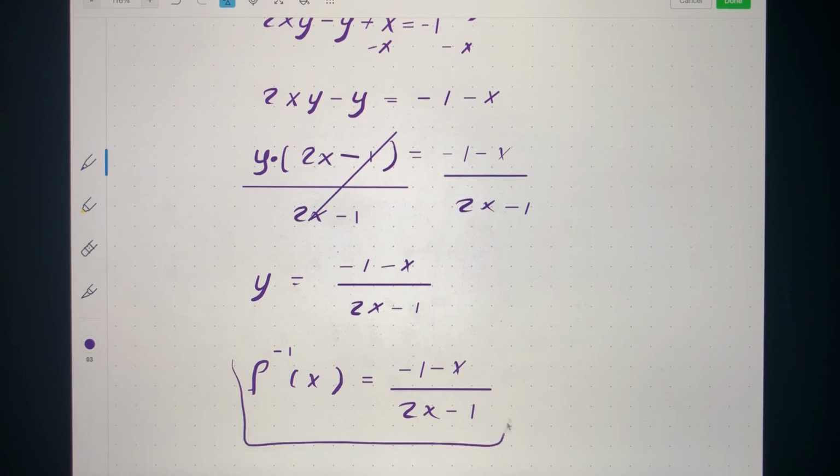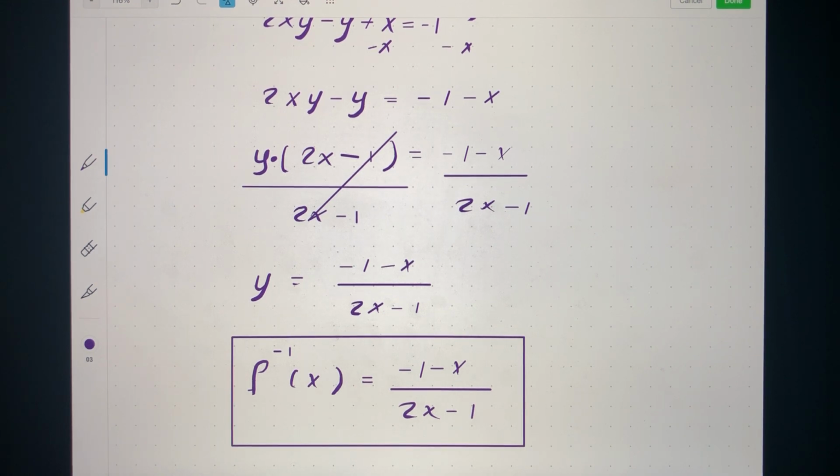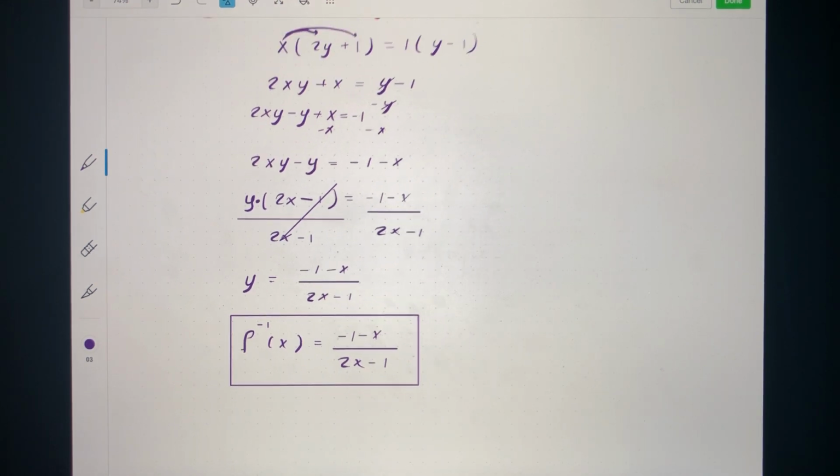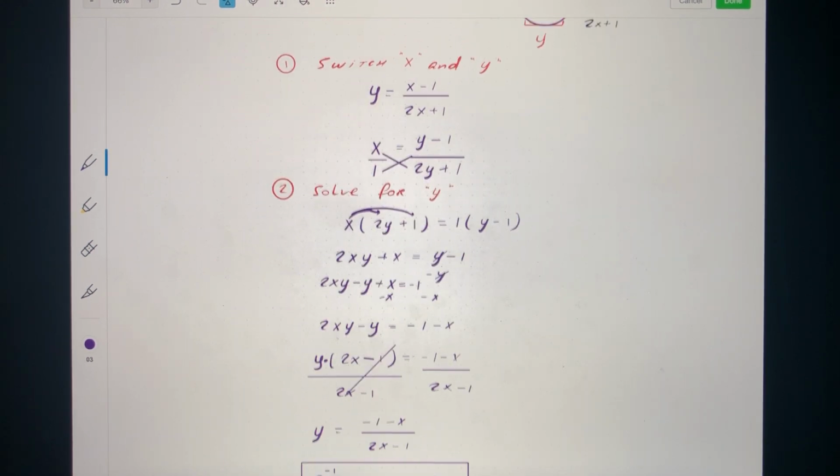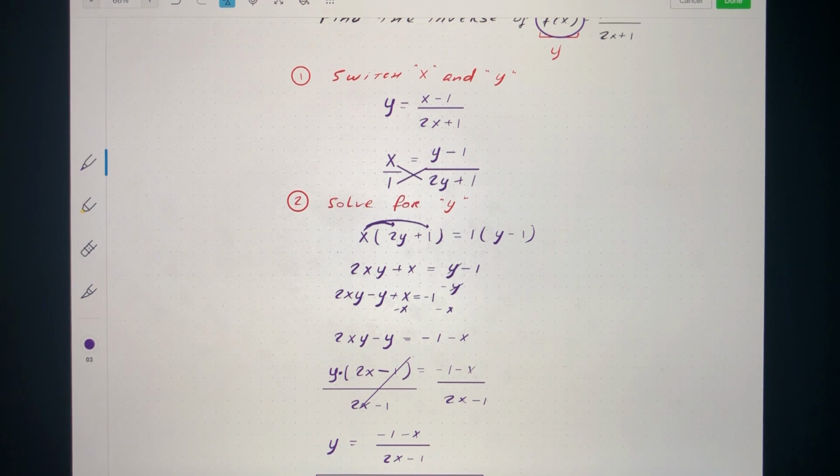And that's the final answer to finding the inverse. And that's it for this video. That's how to find the inverse if we have more than one y.